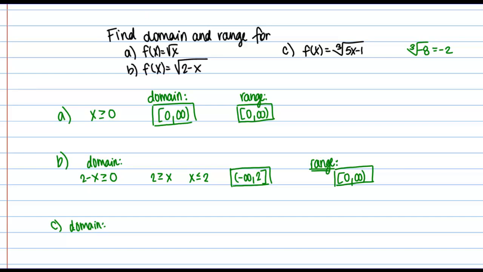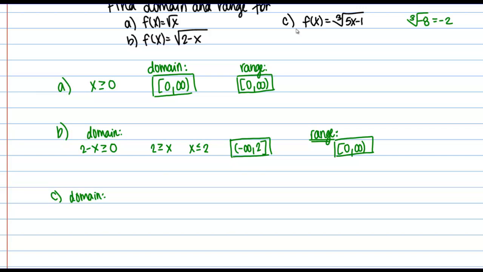So then what does that mean for the domain? Well, I can take the cubed root of any negative number, and I can take the cubed root of 0, and I can take the cubed root of any positive number. So basically, there's nothing that I can stick under that cubed root that isn't going to give me a real output. So what that means then is my domain is going to be all real numbers, or negative infinity to infinity for this cubed root.